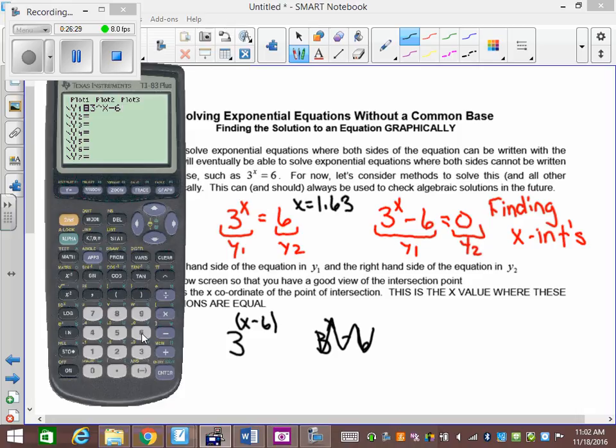Some people are very paranoid and scared they're going to type it in wrong. I'm one of those people. So in high school, I would have done this. 3 to the x minus 6. I would have been like, I'm making sure this is 3 to the x, and I do not care. And then 0. Now I'm trying to find the x-intercept, right? So I can either do second trace 0 and find the x-intercept, or I can go second trace 5 because I put 0 in as the other line. 1.63. Either way got me the same answer.